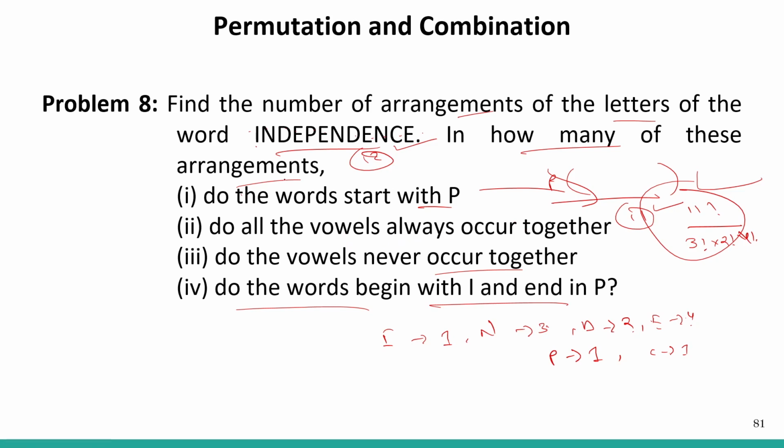Okay. So the number of vowels will be equal to what? 1, 2, 3, 4, and 5. So if we consider these 5 as 1 entity, 1 factorial, what we are left with is 5 to 1.